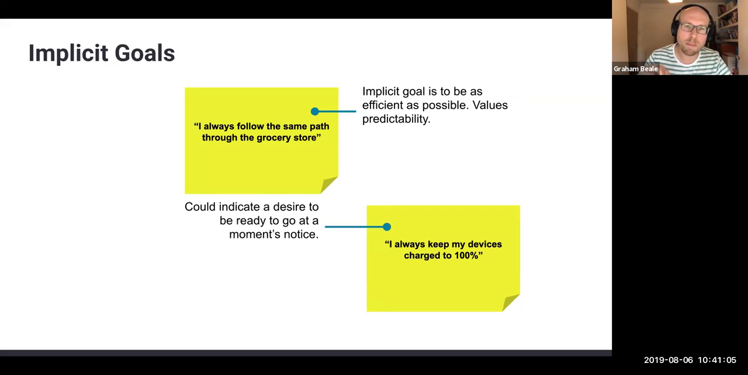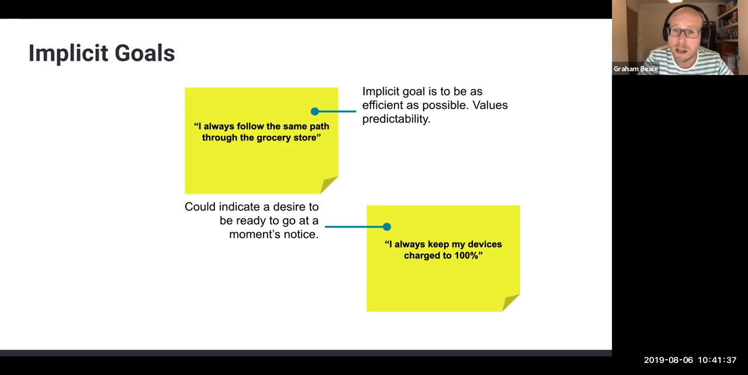And then there's also implicit goals. Now, these are often things that they say, but they infer something else. So here's an example: I always follow the same path through the grocery store. It feels like they are trying to be as efficient as possible by going the same route, because maybe they get a bit lost in the grocery store. So they're using this sense of habitual nature to speed things up. So that is an implicit goal.